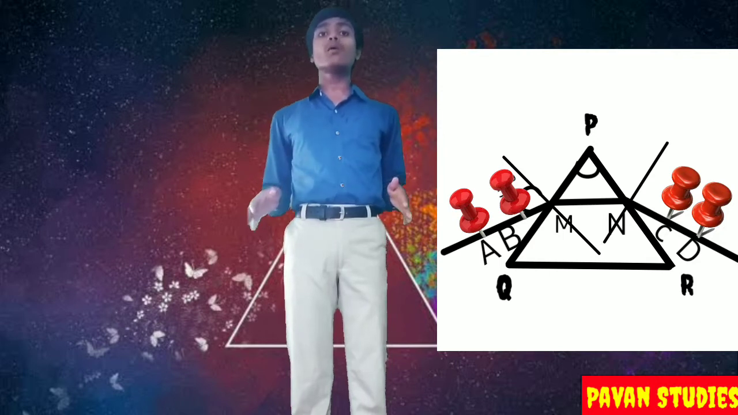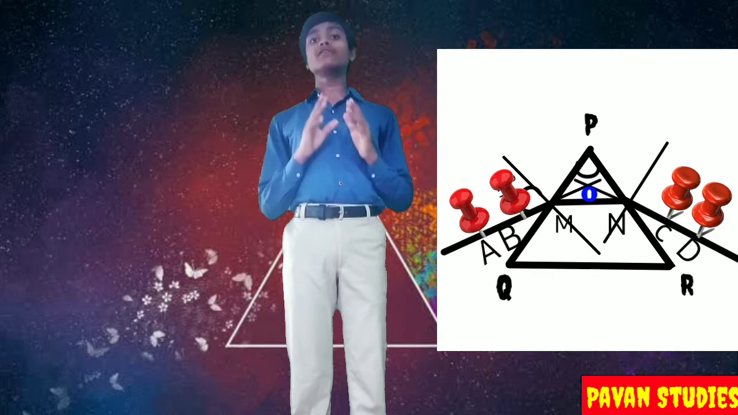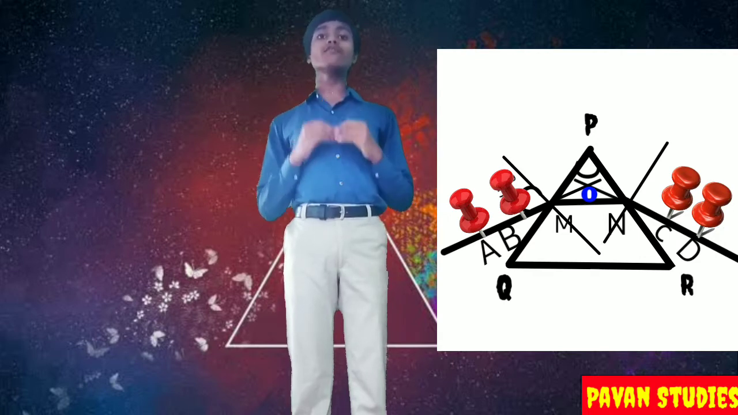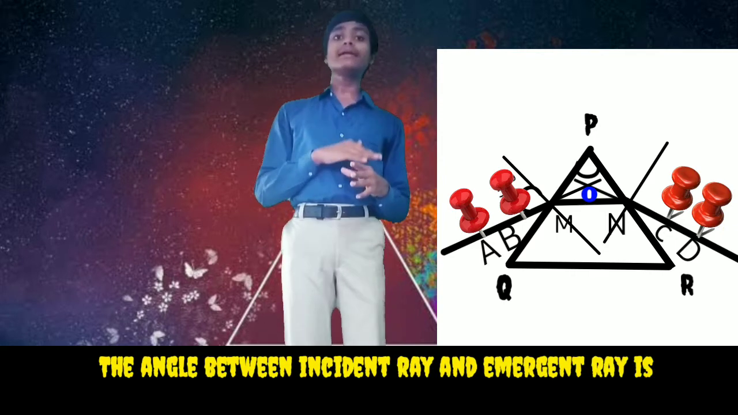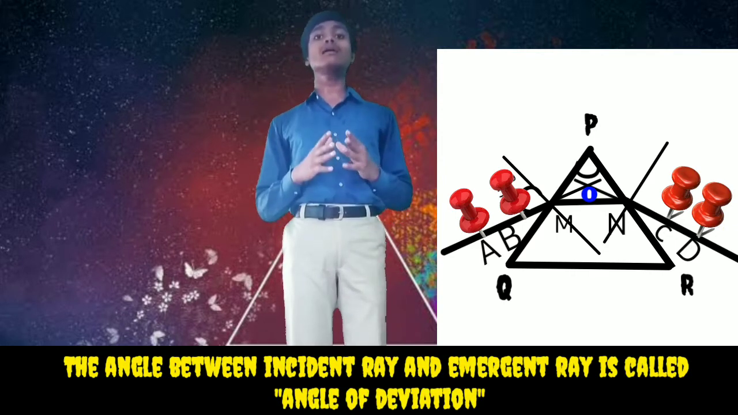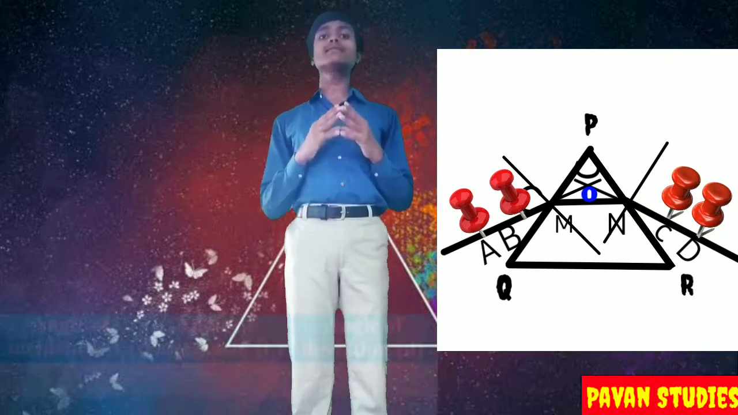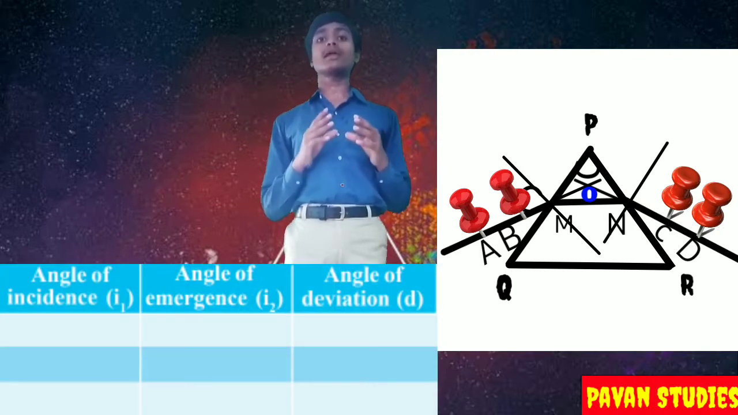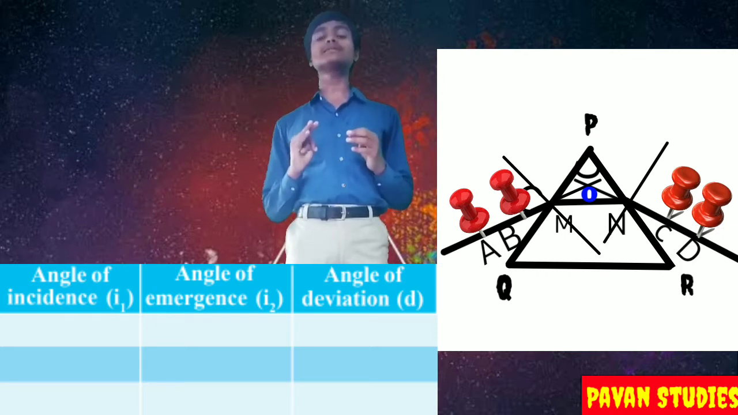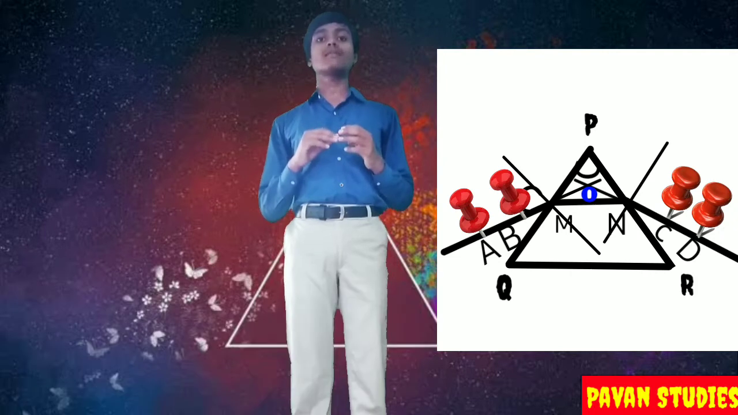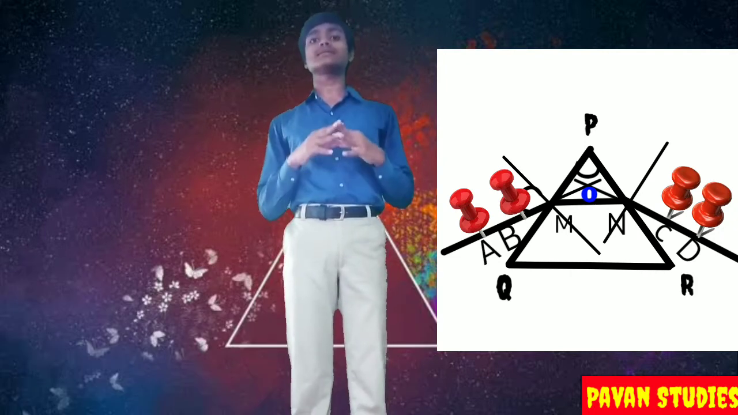Now extend both rays till they meet at the point O. The angle O is called the angle of deviation. That means the angle between the incident ray and the emergent ray is called the angle of deviation. Now tabulate the readings by taking the angle of incidence, angle of emergence and angle of deviation. When the angle of incidence changes, the angle of deviation also changes.